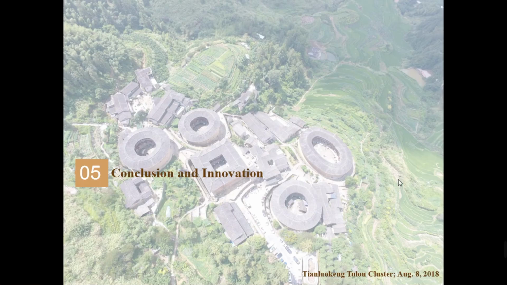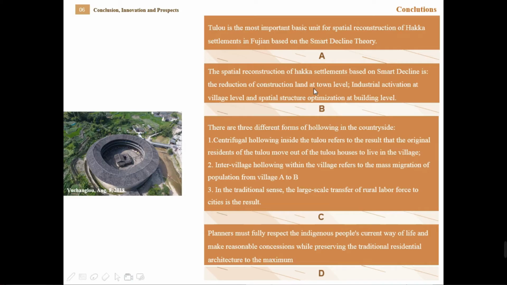Yeah, let me read my conclusion in A, B, C. One is that Tulou is the most important basic unit of spatial reconstruction of Hakka settlements of Fujian based on the theory. And B, spatial reconstruction of Hakka settlements based on smart decline is the reduction of construction land at town level, industrial activation at village level, and spatial structure optimization at building level.